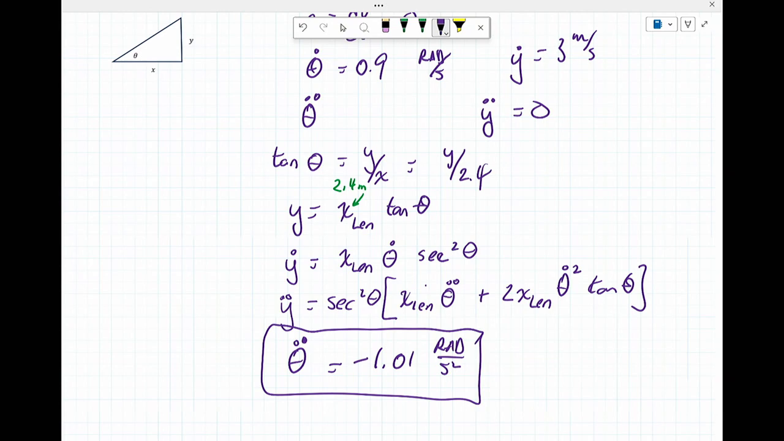And the funny thing is that as you go from system to system, you will have terms in your components that have value even though you might have 0 in another coordinate system. The important thing to realize is that if I set this to 0, I get rid of the secant squared term right at the beginning. I get x_len theta double dot, 2 x_len, get rid of the x_lens, subtract that off, so that's negative, but I have a theta dot squared and a tan theta.